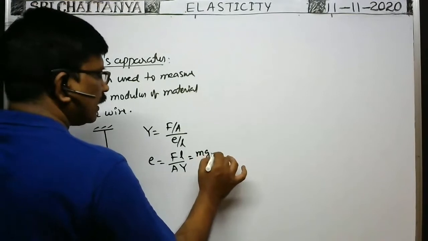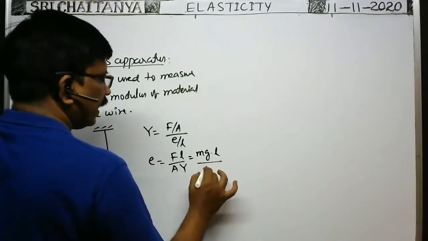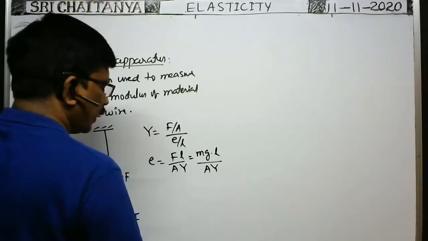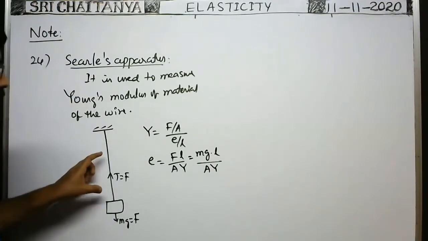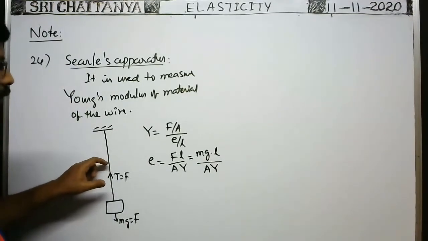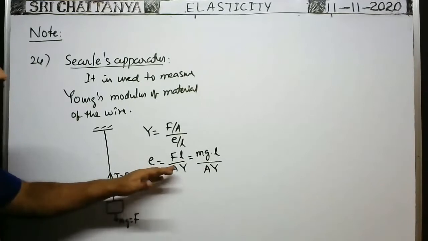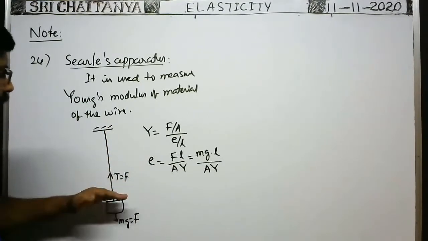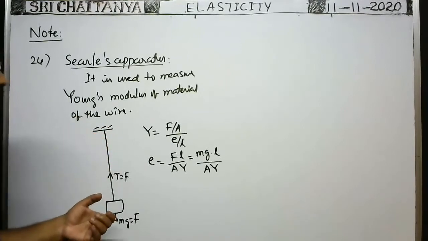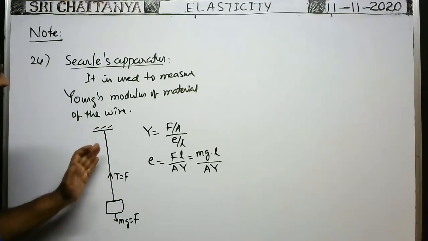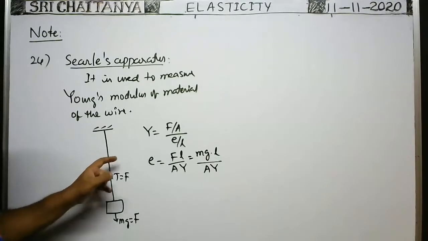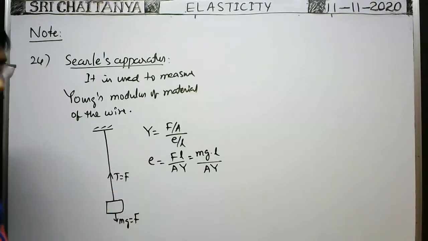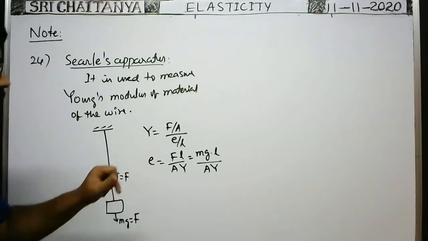Okay, into original length of the wire L, by area of cross section of the wire into Young's modulus Y. Within the elastic limit, the area of cross section of the wire is almost constant. Within the elastic limit means the wire does not break and regains its position when the load is removed. During that time, the area of cross section of the wire does not change considerably. That's why we take the same area of cross section of the wire.